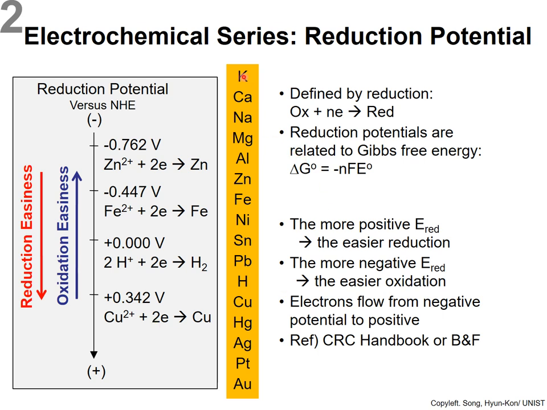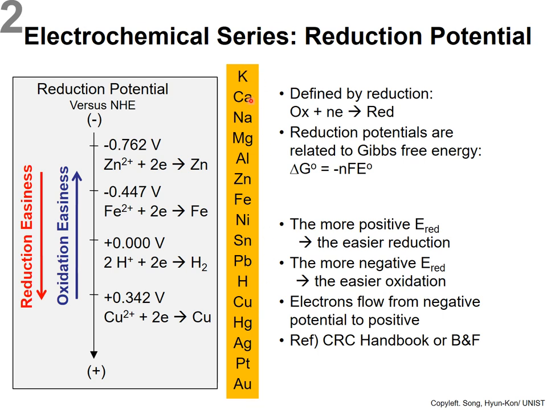Here is another series of matters you have learned in Korean high school. Let me say it partly in English, partly in Korean. Kal, kal, na, ma, al, a. Zinc is a-yeon in Korean. Chol is Fe in Korean. Ni, ju, chusok is tin. And nap is lead. Su, gu, sun, sun, un, baek, geum, geum. Anyway, we have this kind of series.